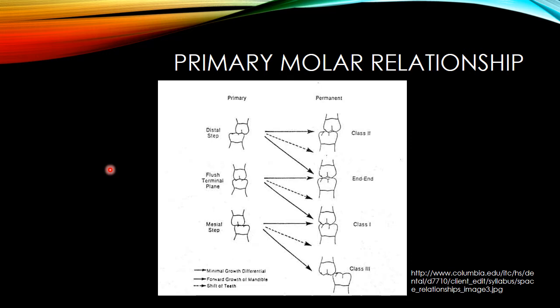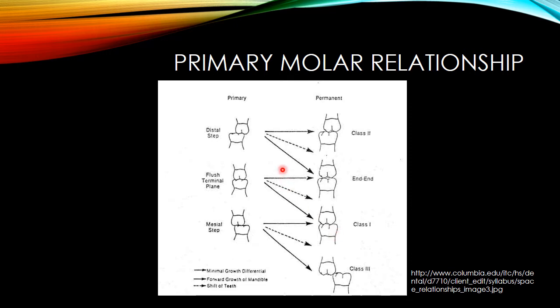The shifting of the teeth also contributes to the development. With minimal growth differential, the distal step could develop into a class 2 malocclusion, and the flush terminal plane can develop into an end-to-end relationship, the mesial step into a class 1 occlusion.